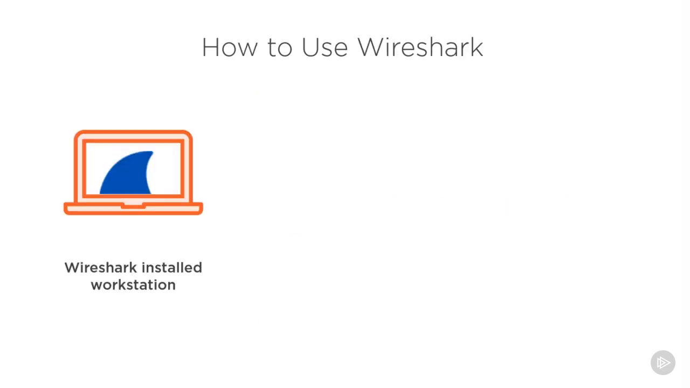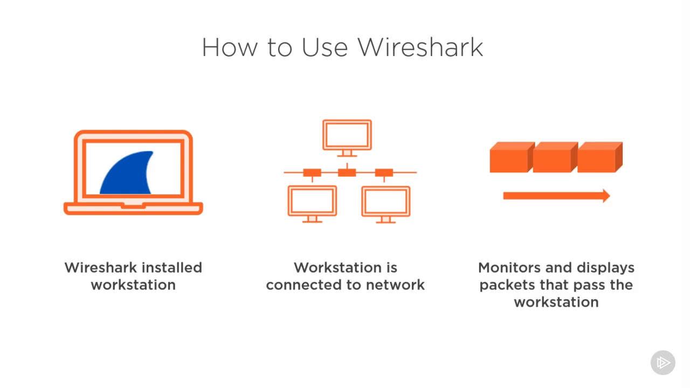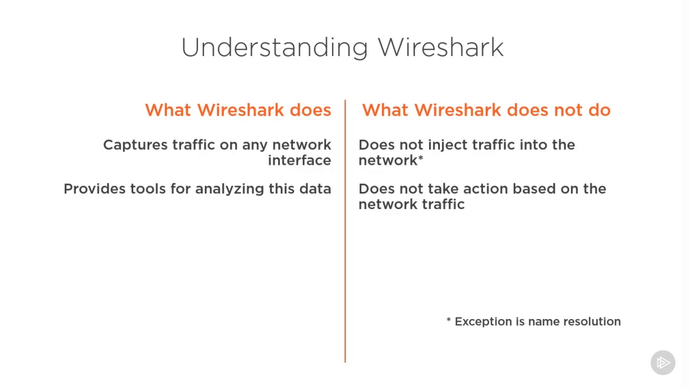So at the most simplistic level, you install the Wireshark application on your computer, you connect that workstation to the network, putting it into promiscuous mode, connect it to the network where you wish to capture packets, and then Wireshark will display those packets, and then you can start to sort and filter those packets to see exactly what's going across the network. Now, it's really important that you understand what Wireshark does and what Wireshark does not do.